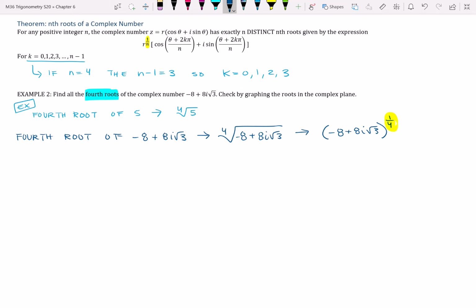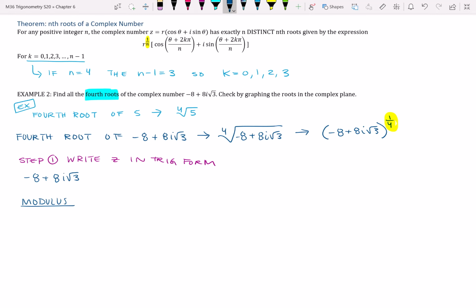So let me write that as step 1. Okay, so write z in trig form, which is, again, my z is my complex number. Alrighty. So here we go. We first have to find the modulus. So we have negative 8 plus 8i square root of 3. My modulus.